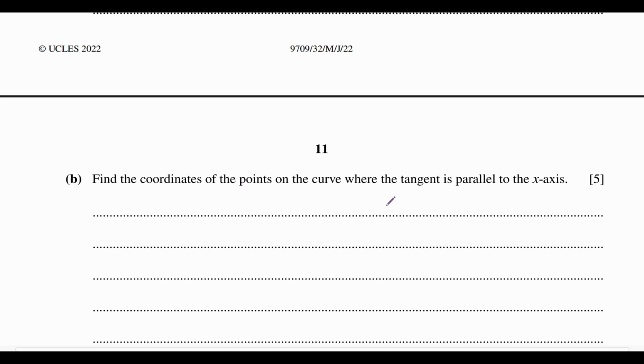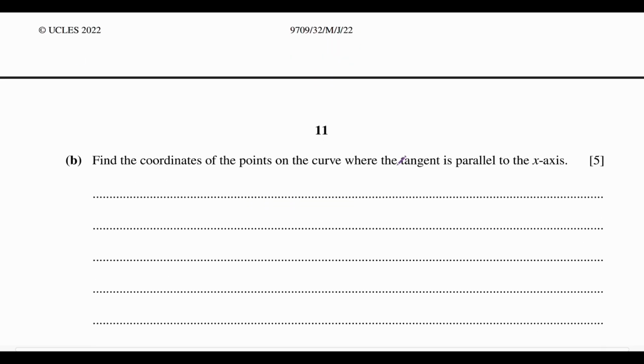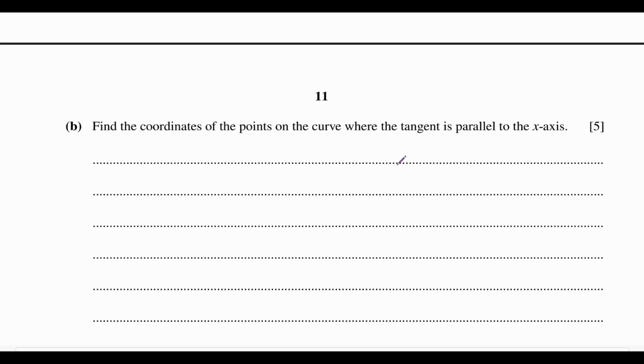Find the coordinates of the points on the curve where the tangent is parallel to the x-axis. So what does that mean? So the tangent is, as you said, dy by dx gives you the gradient, right? And if it's parallel to the x-axis, what does that mean? That means, so let's say you had this right here. This is the x-axis, and this is the y-axis, as usual, right? If it's parallel to the x-axis, that means it looks like this. The tangent, let's say whatever the curve is, let's say it's like that. Parallel to the x-axis means it looks something like that. The tangent is just a horizontal line.